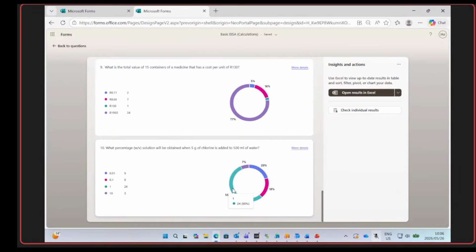Okay, so 55% of you have got that correct. The others, 0.01, you didn't go further to convert it to a percentage solution. 8 of you got 0.1 and 3 of you got 10%. So please look at your calculations and determine the answers from that table.